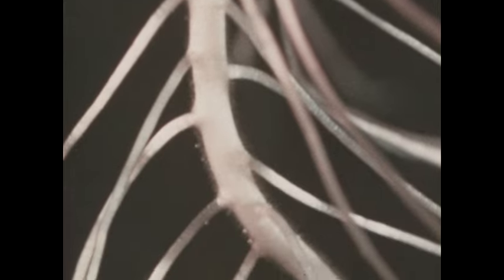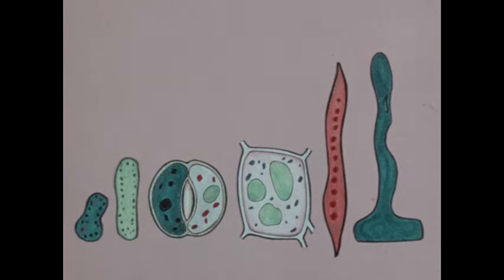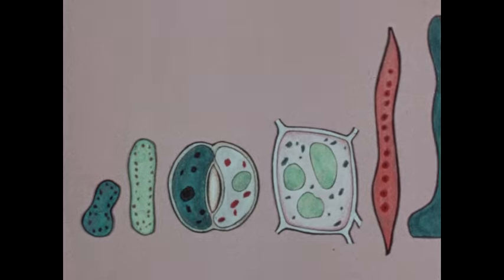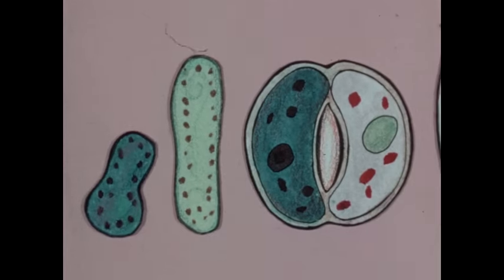Are these the cells in the stem? Right. They're a lot different from the ones in the leaf, because they have a different job to do. And the cells in the roots are different from all the others, because they have a different job to do. So, a plant has several kinds of living cells in various shapes and sizes.